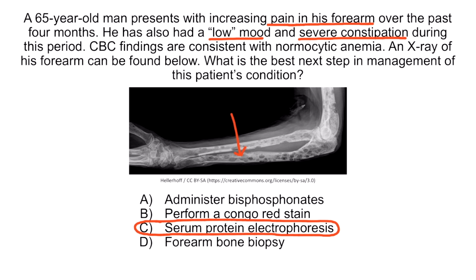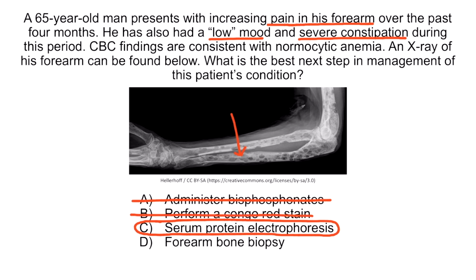This is the most common screening test for multiple myeloma, as well as Waldenstrom macroglobulinemia and monoclonal gammopathy of undetermined significance. The diagnosis can then be confirmed by a bone marrow biopsy. Answer choice A is incorrect because even though bisphosphonates are a treatment option for multiple myeloma, we must confirm the diagnosis before treating the condition.